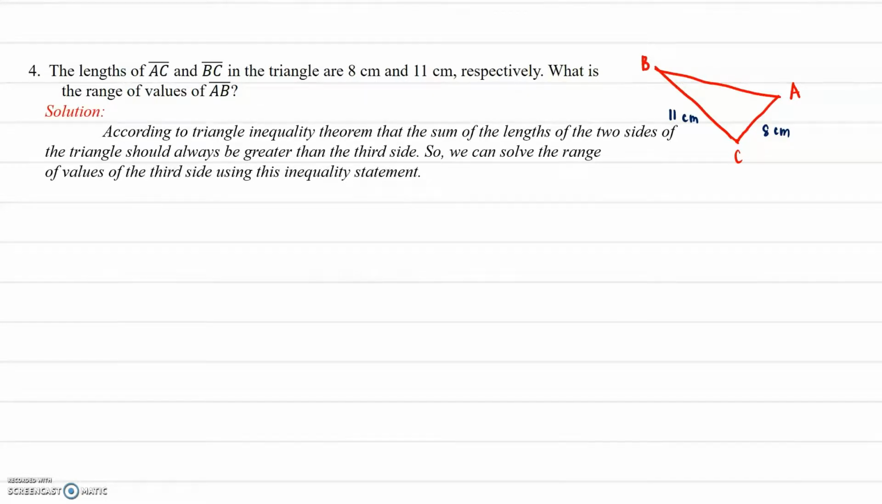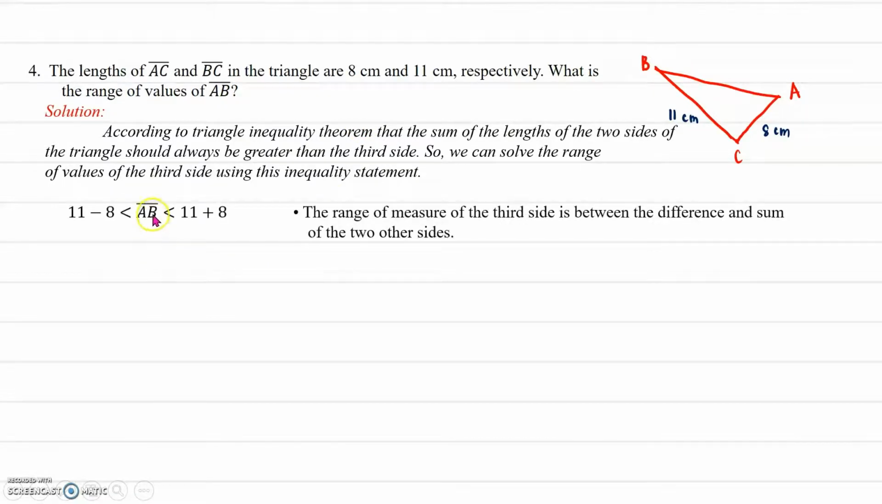So according to the triangle inequality theorem, that the sum of the lengths of the two sides of the triangle should always be greater than the third side, we can solve the range of values for the third side using this inequality statement. Side AB is greater than 11 minus 8 but less than 11 plus 8. Okay, where did we get 11 and 8? These are the given dimensions of the two sides of the triangle.